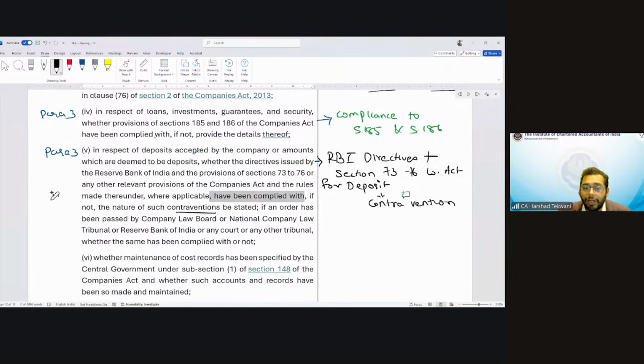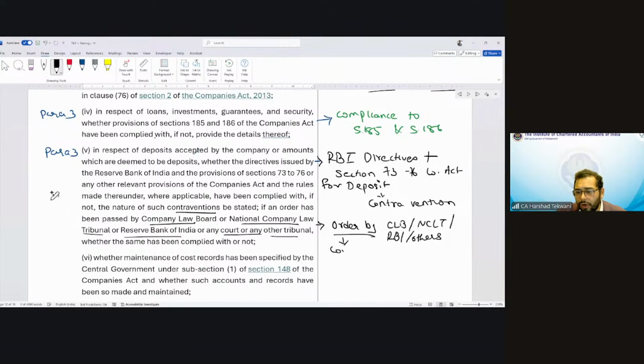Then, if an order has been passed by CLB, NCLT, RBI, or any other court or tribunal in respect of deposits, then whether that has been complied with or not. So, order by CLB, NCLT, RBI, or others. Then whether it has been complied with or not. So, order complied or not. So these are the two things that you need to specify in para 3.5. One, directives or section 73 to 76 of the Companies Act for deposits. If contravention, then specify that. Number two, order by CLB, NCLT, RBI, others in respect of this, whether it has been complied with or not.